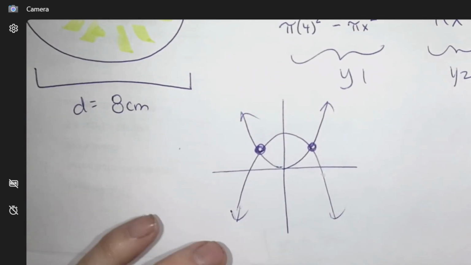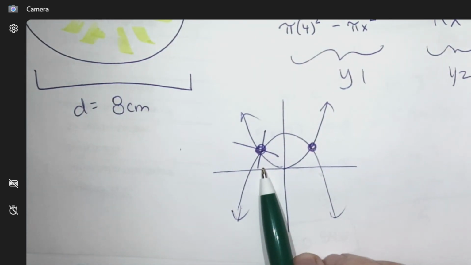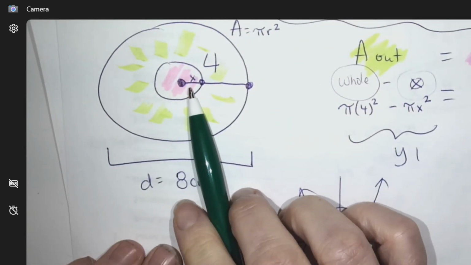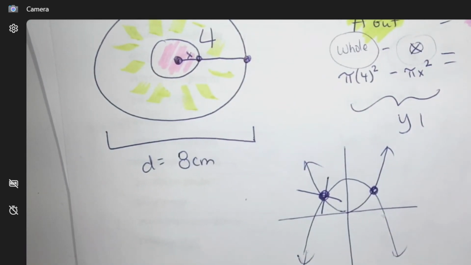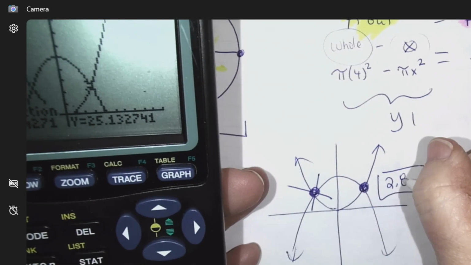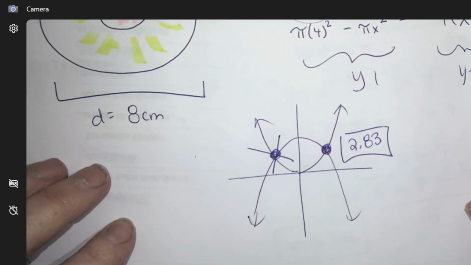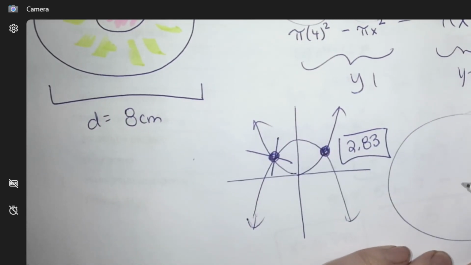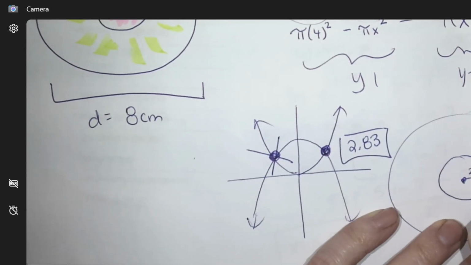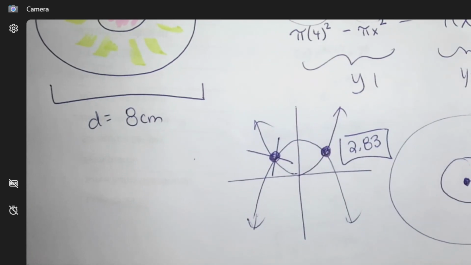Okay. So on my calculator, I'm going to find the intersection. This answer is not allowed because x is what? A radius. This answer is negative. Can I have a negative radius on my circle? No. So I only want this answer. So what does that mean? It means that's the radius.